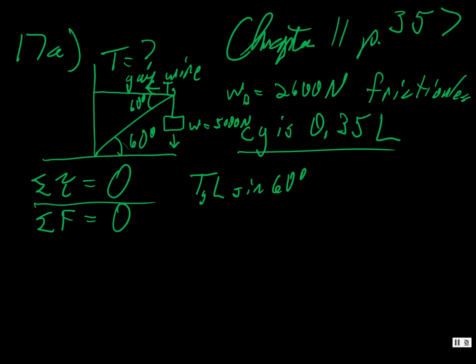Yeah, talking about the boom, okay? All right, so we've got the tension times the length, sine of 60. Minus, now look, we've got the weight of the load and we've got the weight of the boom. The weight of the boom is going to be down, and the weight of the load is going to be down. Now remember, it said that its center of gravity is not exactly in the middle. It's 0.35 or 35% of the length.